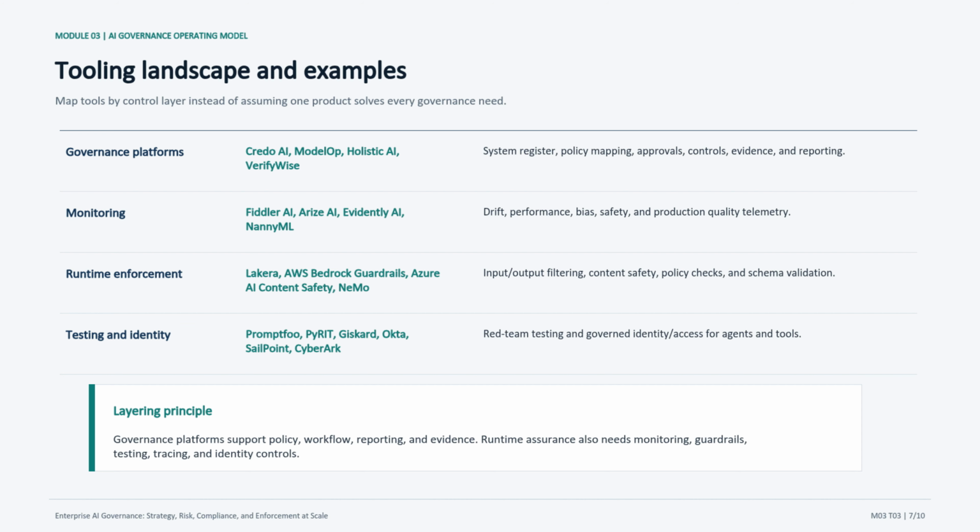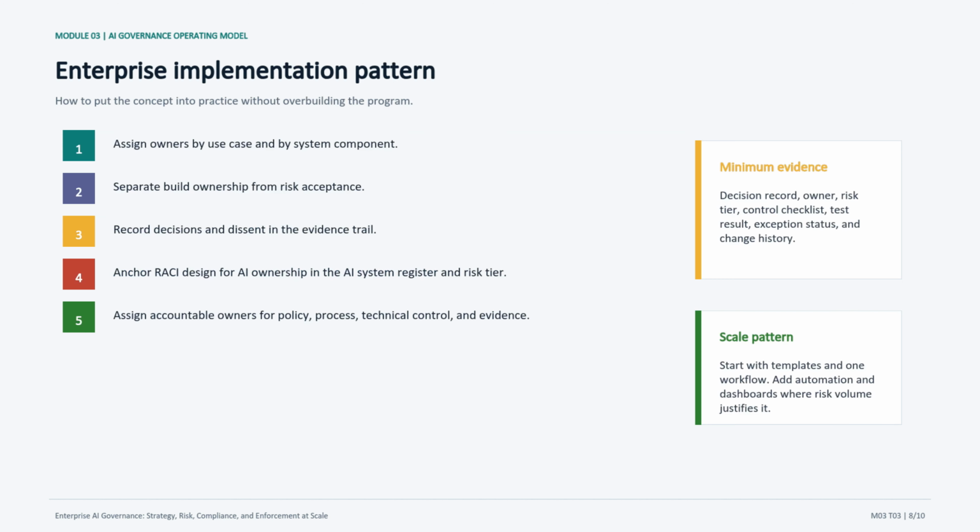With the tool landscape in view, the next question is implementation. What do we actually do first? And how do we avoid overbuilding? This slide is the move from design to execution. I would present these steps as a practical starting pattern for teams that need to make RACI design for AI ownership real without waiting for a perfect enterprise program.